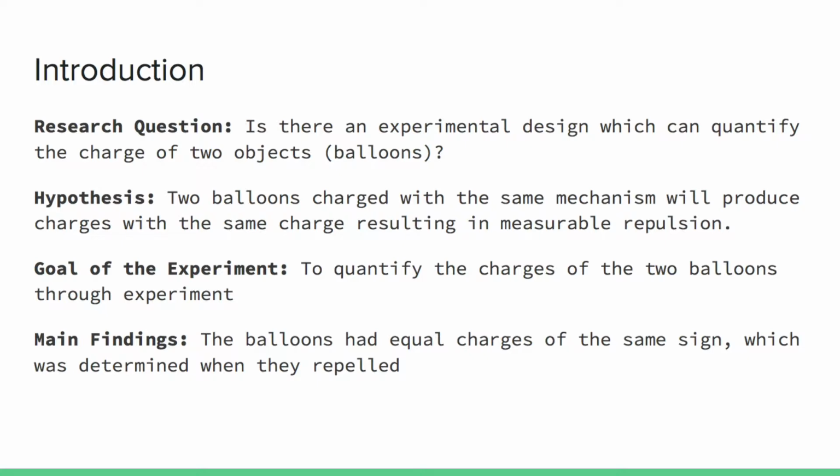We hypothesized that two balloons charged with the same mechanism would produce charges of the same sign that would result in measurable repulsion. We wanted to quantify the charges of the two balloons. We mainly found that the balloons had equal charges of the same sign, which was determined when they repelled.